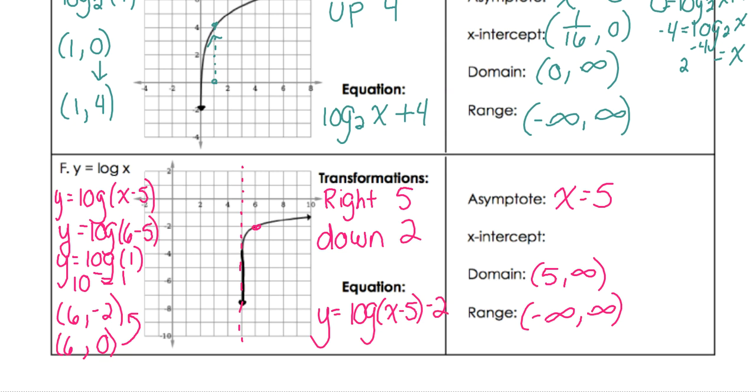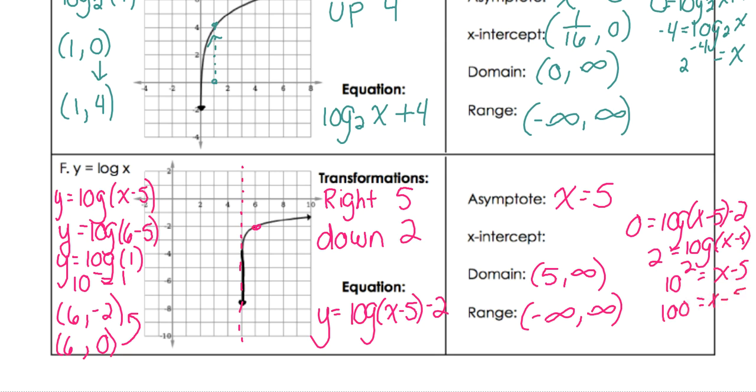All right, once we know that, then we can figure out what the x-intercept is. If I want my function to equal 0, when I solve, I add 2 to both sides. Log of x minus 5 equals 2, so that's 10 squared equals x minus 5, so that's 100 equals x minus 5, so x must be 105 for my intercept.